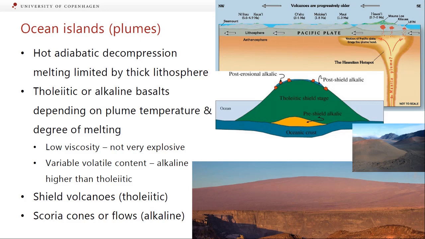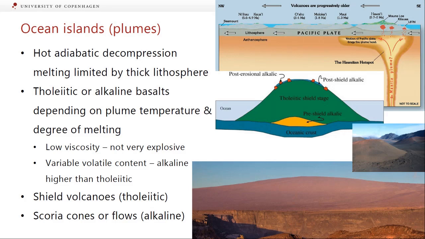The alkali basalts are lower degrees of melting, so they'll have a higher volatile content because the volatiles are incompatible elements. And then also there'll be variable amounts of water in the plume depending on whether we're tapping some primordial water or some sort of recycled volatiles from subduction. And then of course how much of the normal depleted mantle is getting incorporated and mixed into the plume.